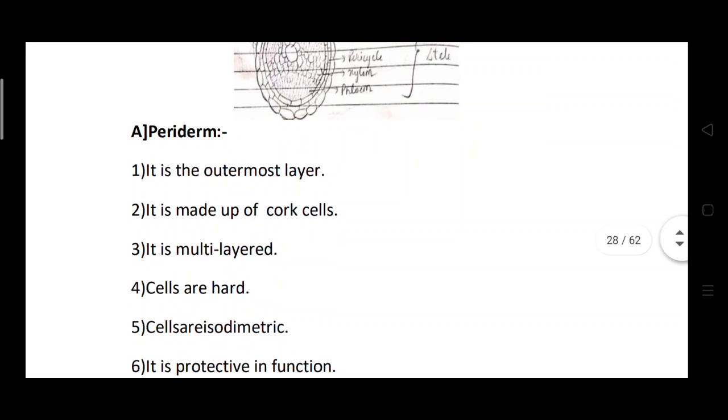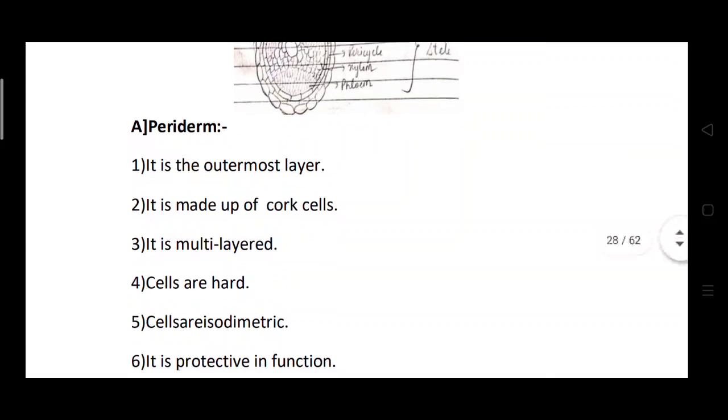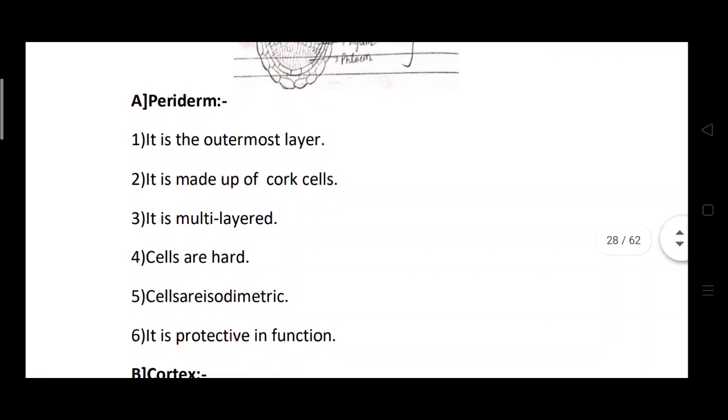So let's discuss first of all the periderm layer. The periderm layer is the outermost layer, which is made by the cork cells, and it is multi-layered. The cells will be hard and isodiametric. Its function is protection.